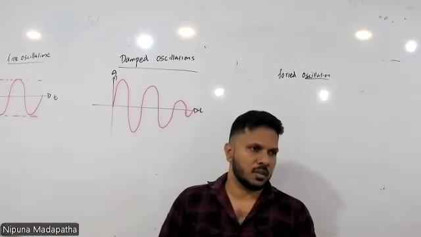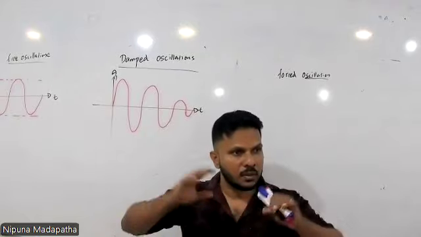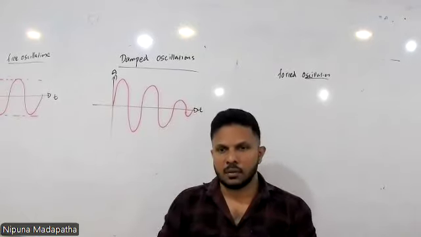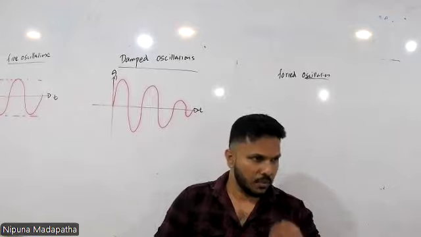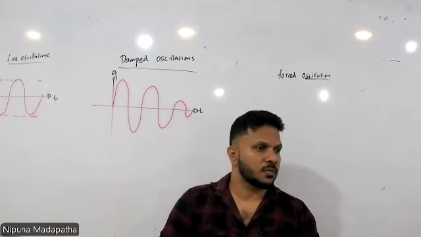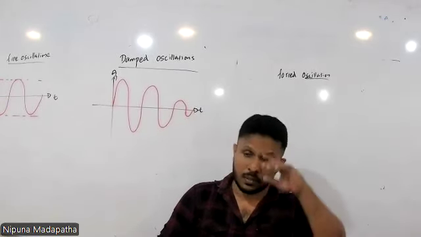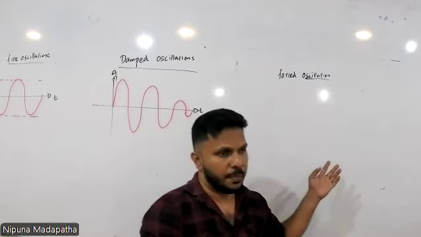So it is a natural oscillation. By giving a force we make it vibrate forcibly. So it is a forced oscillation and it is also called artificial oscillation.